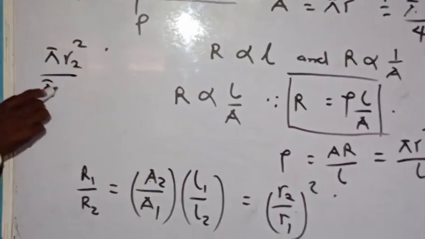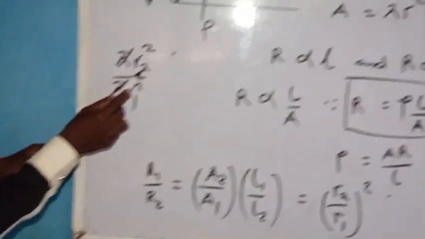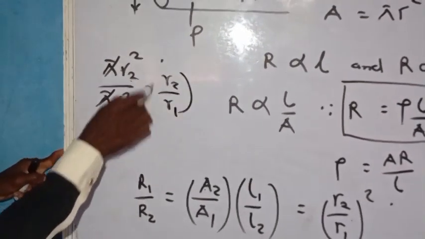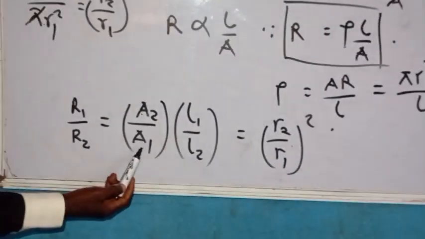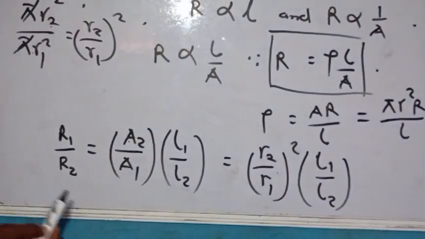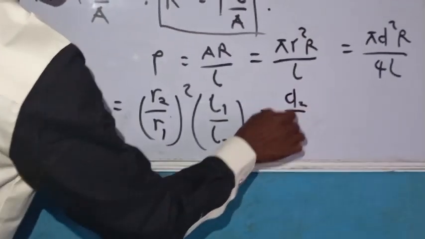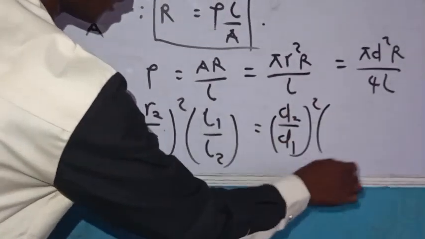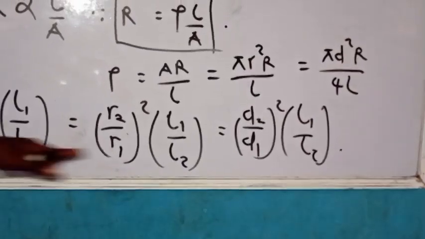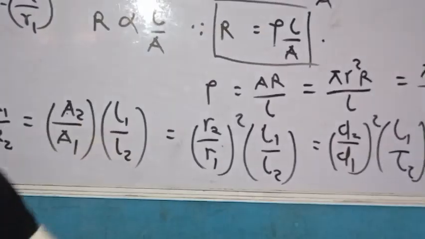Because if here is r2, pi r2 squared over pi r1 squared, this pi can cancel pi. r2 squared over r1 squared, we can write it as r2 over r1, we can take it like this, squared. That is why I put it there in place of A, which is the same as L1 over L2. We can still take it like this. But if the diameter is given to you the same, we can take it as D2 over D1 in bracket squared, L1 over L2. That is for similar material when they are talking about resistivity. So this formula is very, very useful.